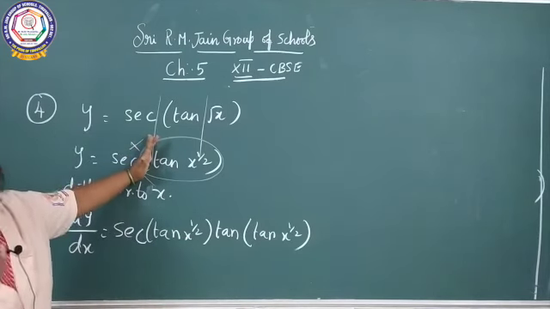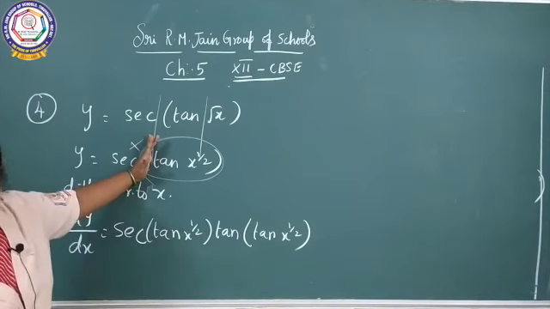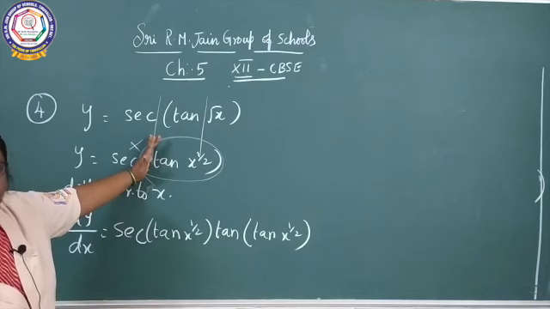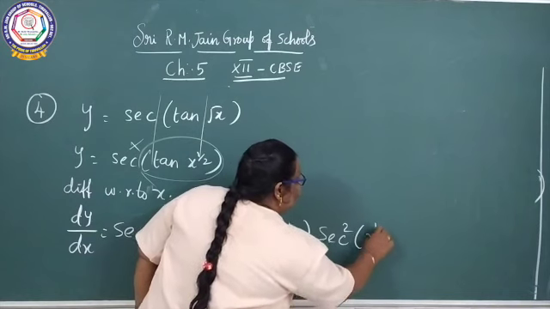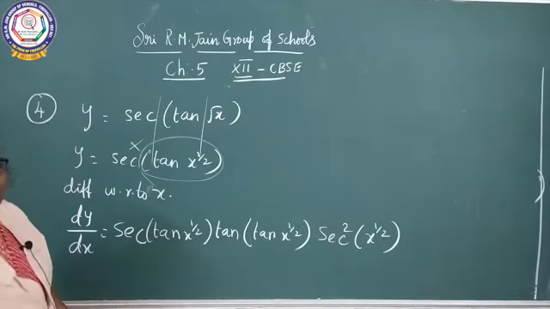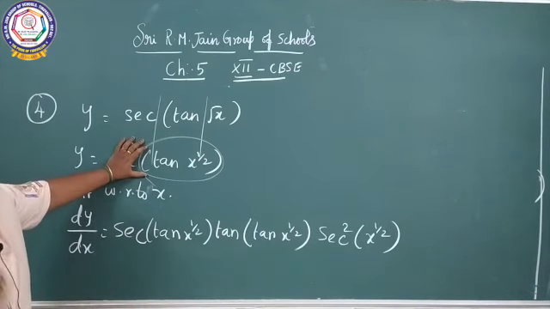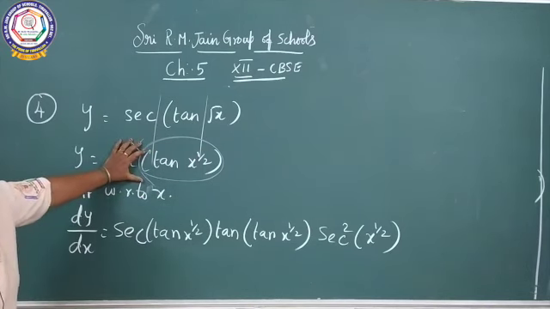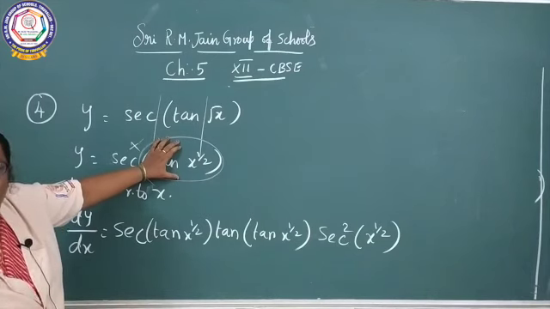How many parts are there now? 2 parts. Tan x power 1 by 2. What is the differentiation of tan x? Secant square x. So, secant square, and what is the value of x here? x power 1 by 2, because the first part is over. Now it reduced to 2 parts, tan x power 1 by 2. So it is secant square x power 1 by 2. This part is over.